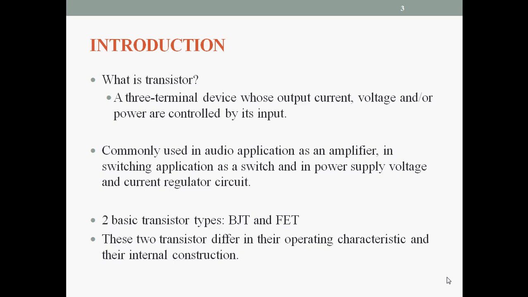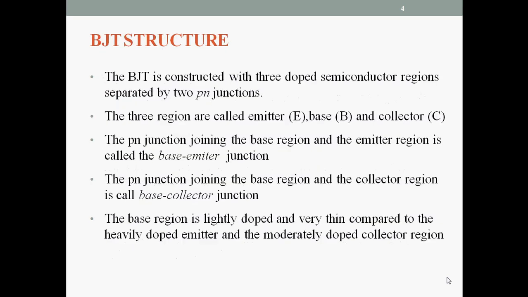Two basic transistor types are BJT and FET. BJT stands for bipolar junction transistor and FET is field effect transistor. These two transistors differ in their operating characteristics and their internal construction.